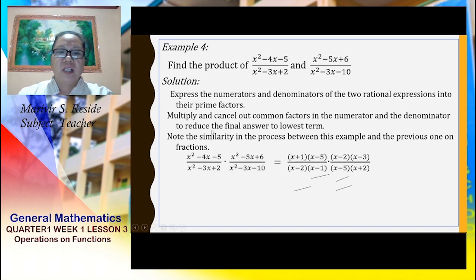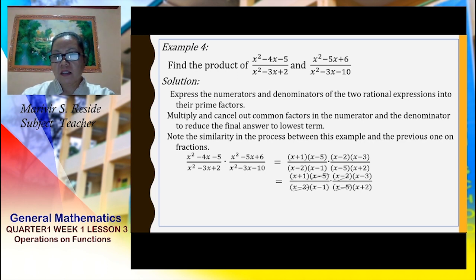So these are the given rational expressions, and the first will be equivalent to (x + 1) times (x - 5), factored out, over (x - 2) times (x - 1). And the second rational expression is (x - 2) times (x - 3) over (x - 5) times (x + 2). What's next here? Okay, we have to cancel out possible factors in the numerator and the denominator. So we have (x - 5) together and (x - 2) together, one from the numerator and one from the denominator.